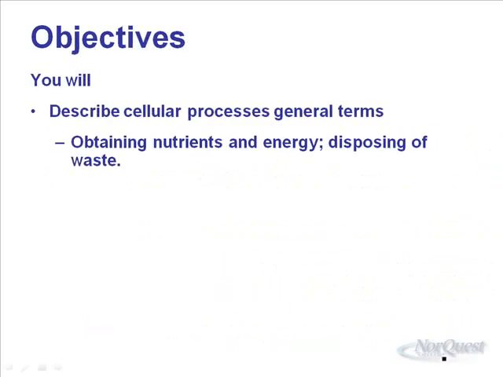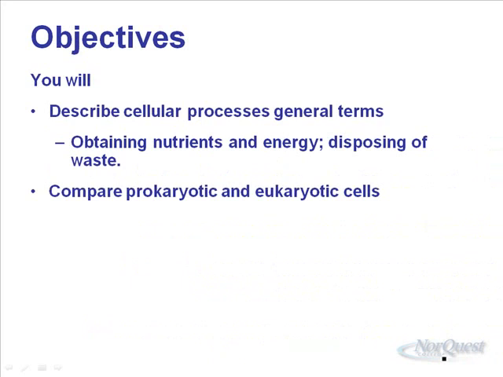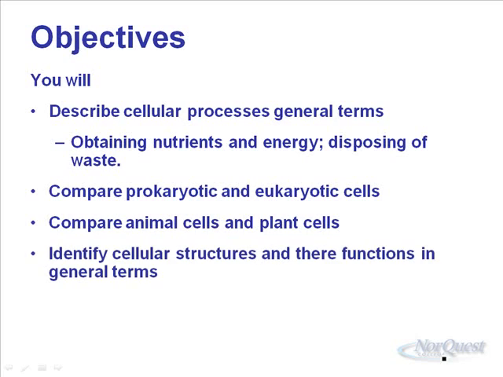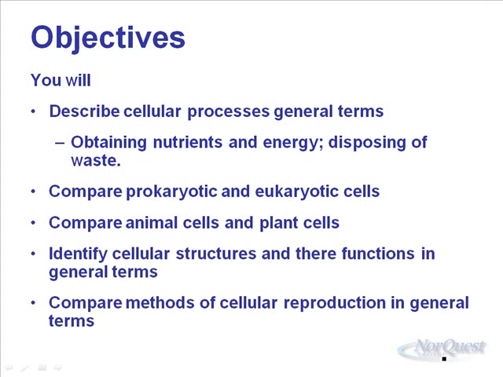By the end of this lecture, you'll be able to describe cellular processes in general terms. You'll be talking about how cells obtain nutrients and energy and dispose of waste. You'll compare prokaryotic and eukaryotic cells, compare animal cells and plant cells, identify cellular structures and their functions in general terms. And finally, you'll be able to compare methods of cellular reproduction, again in general terms.